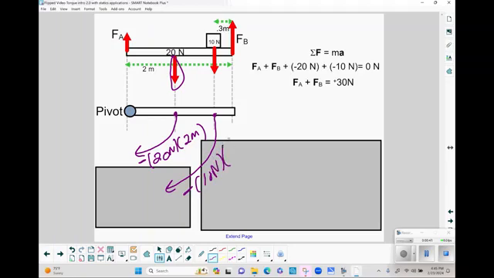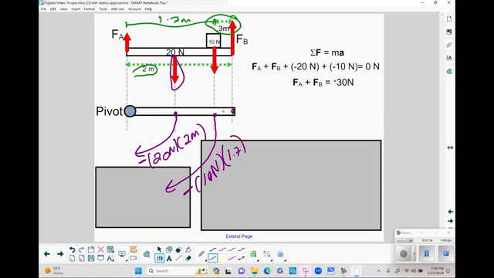But I need to know what my distance is from my pivot. Now they did not give me that. I was told that the distance from this end is 0.3 meters. So I'd have to subtract out 0.3 meters from the full 2 meter length of the bar to find out that my distance from the pivot is 1.7 meters. So with that, I'll put in the 1.7, and I can now go ahead and calculate out that torque.